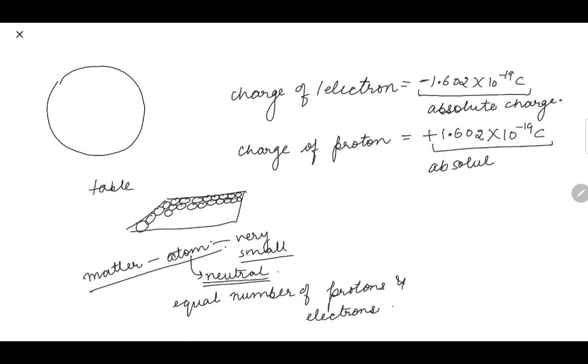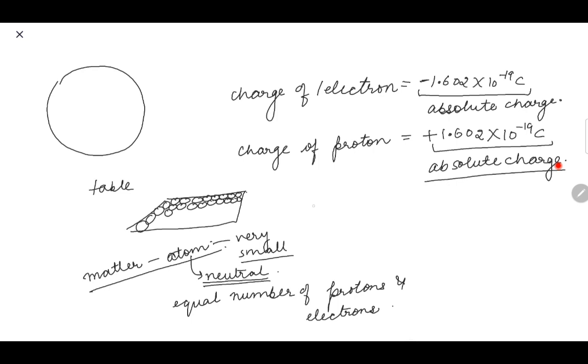What do you mean by absolute charge, Ayush? Absolute charge means the exact value of charge, that an electron would carry exactly this much charge, minus 1.602 into 10 raised to the power minus 19 coulomb, and every proton would carry plus 1.602 into 10 raised to the power minus 19 coulomb.